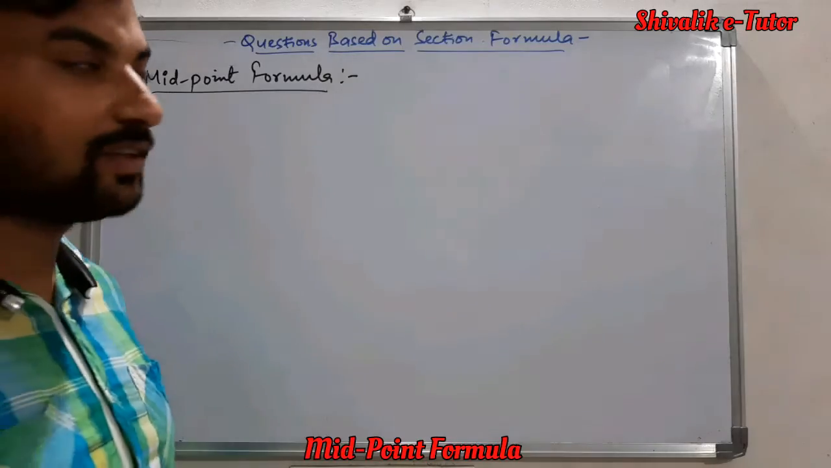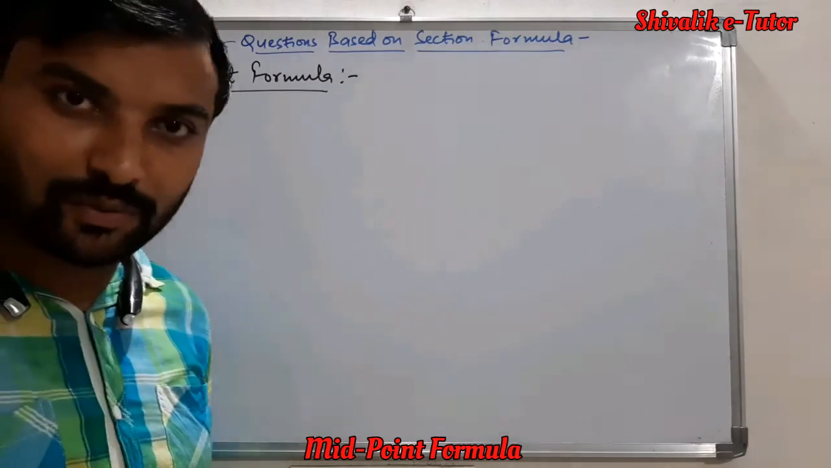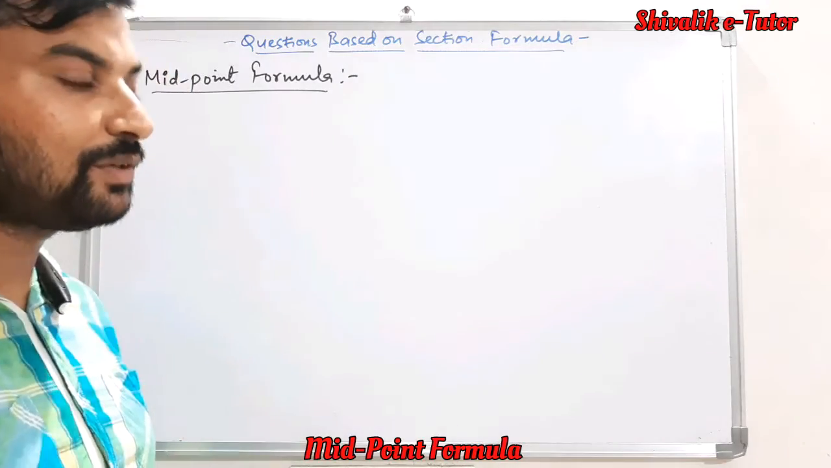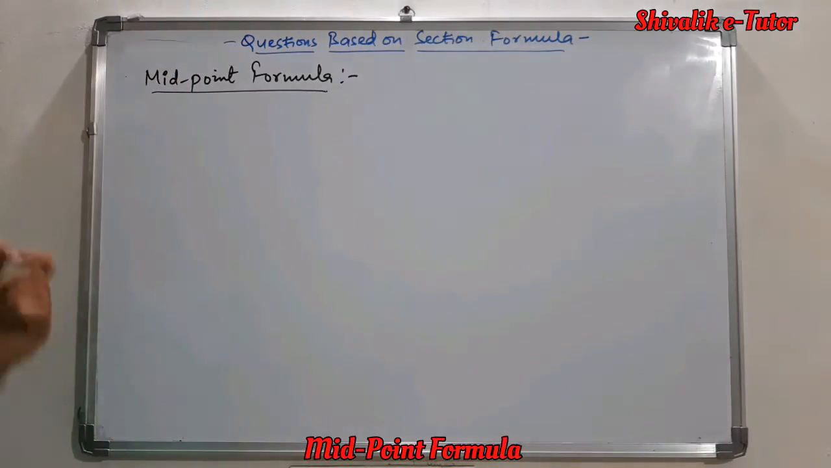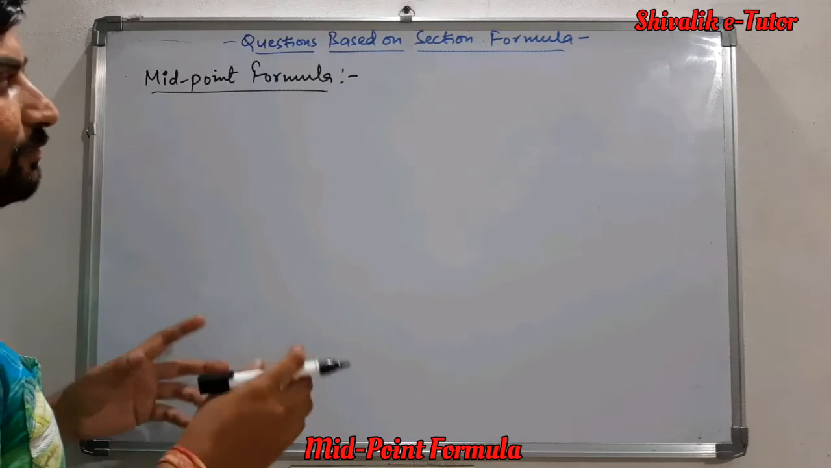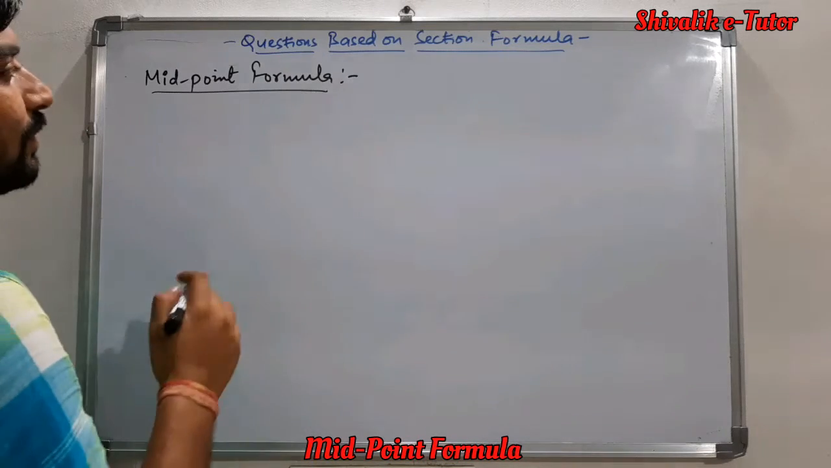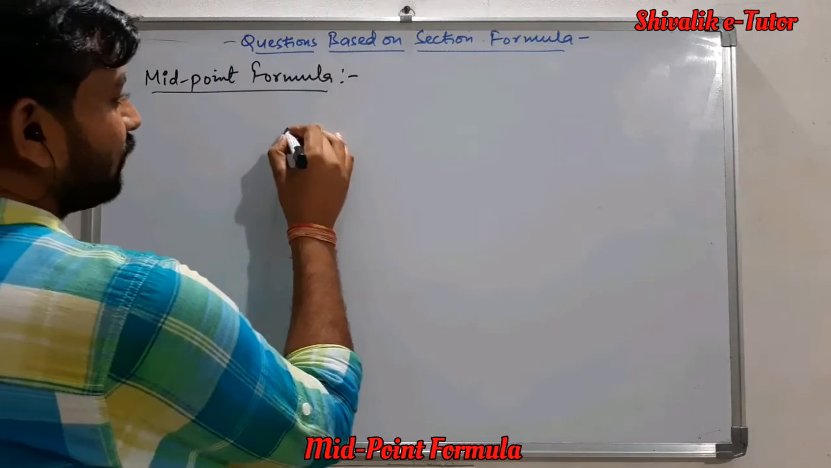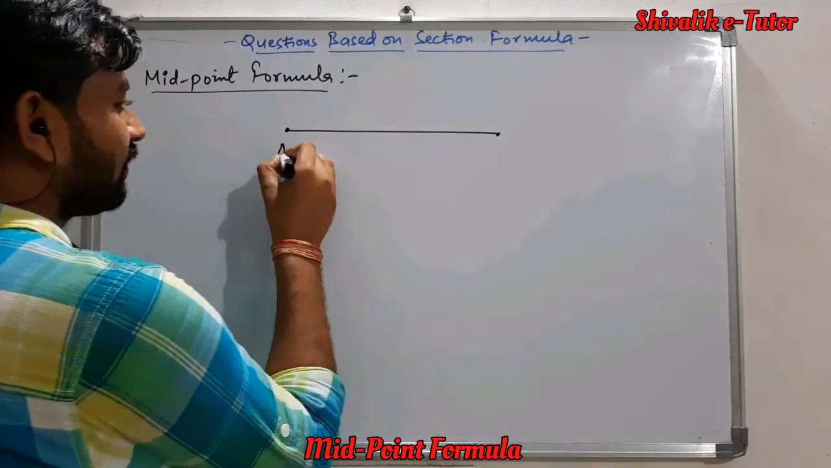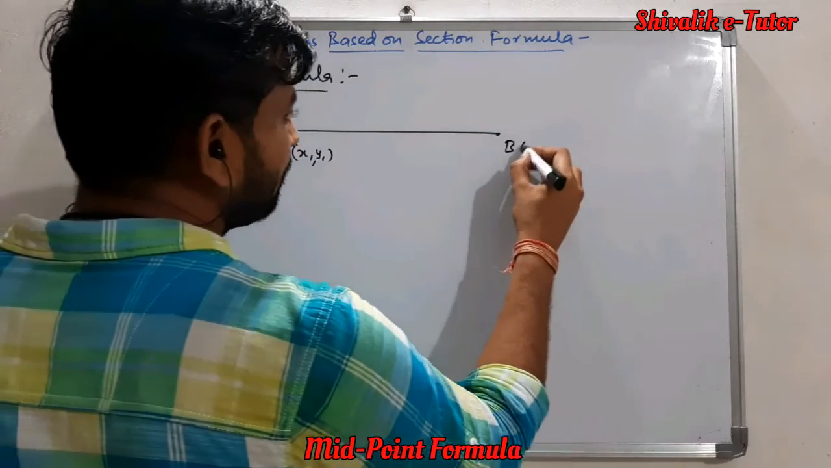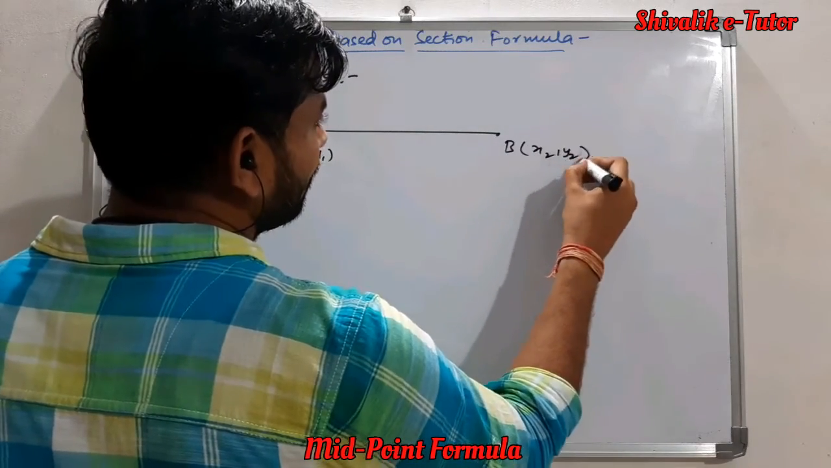So as we were discussing the questions based on the section formula, here I am ready with a new concept, that is the midpoint formula. As the name suggests, we will have a simpler formula, derived from the section formula only, to calculate the midpoint of two given points. So let us suppose we have two points A, which is (x1, y1), and B, which is (x2, y2).